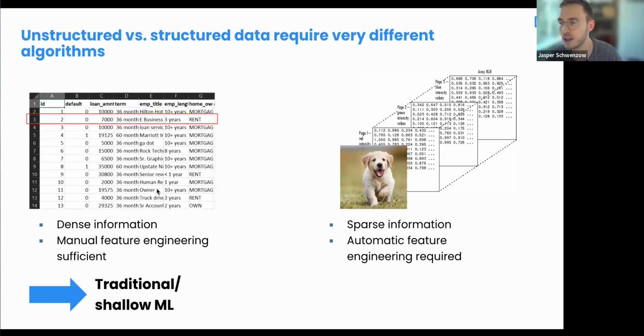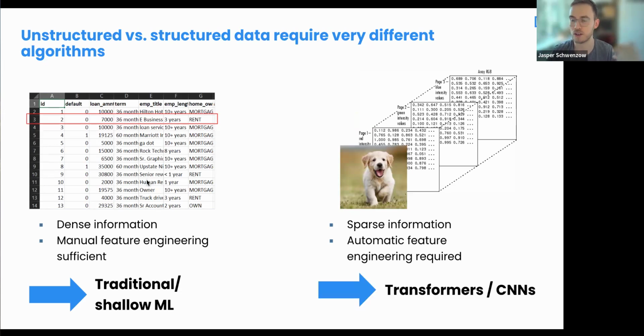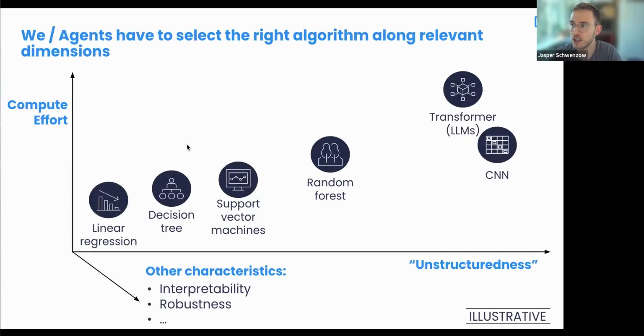So for the left one, when we talk about how we address this, we typically rely on traditional or shallow machine learning. And then on the right, we can rely on more modern methods, for example, transformers and convolutional neural nets. So what this teaches us is that depending on the data, we may want to use very different methods and algorithms. And we can see this here.